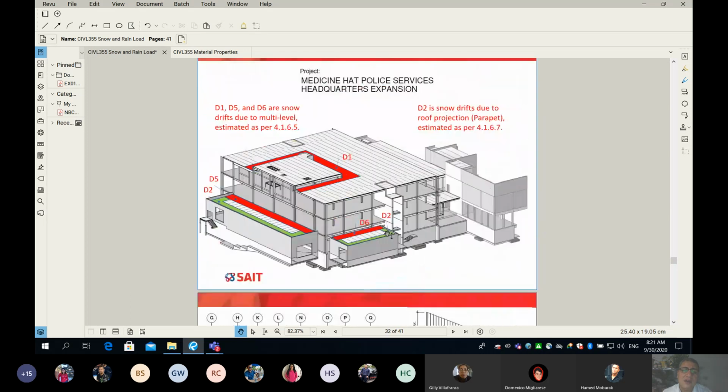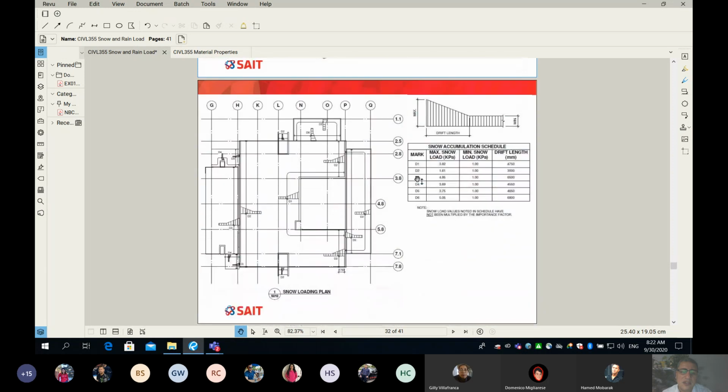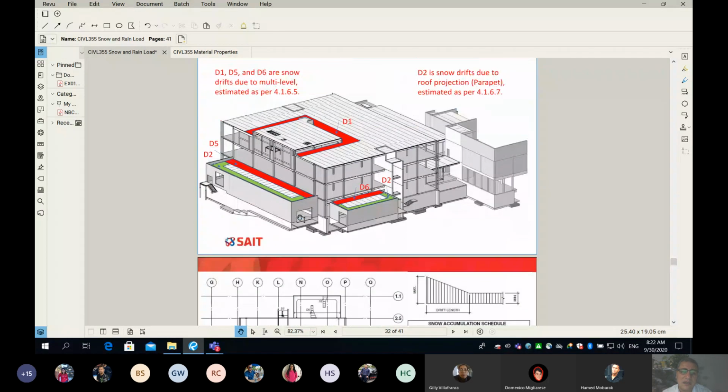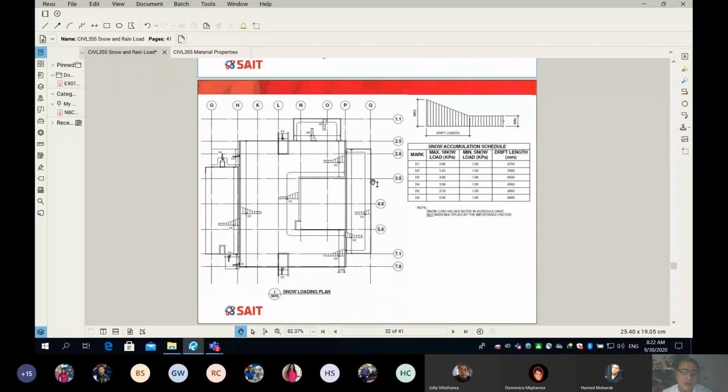Okay, so guys, the other thing is this is a real project. What you see here is a real project. It's the Medicine Hat Police Service Headquarters expansion. Okay, so what happens here is the same for the same building. I showed you the plan view. So this is the roof plan. And on the roof we have to show our snow accumulation, and this is how we show it.